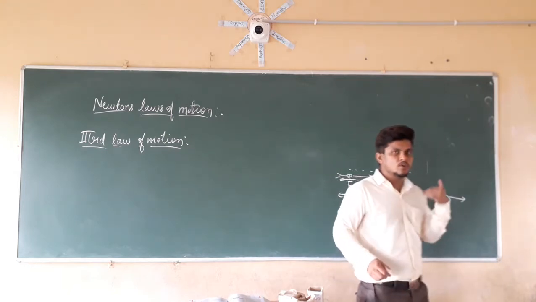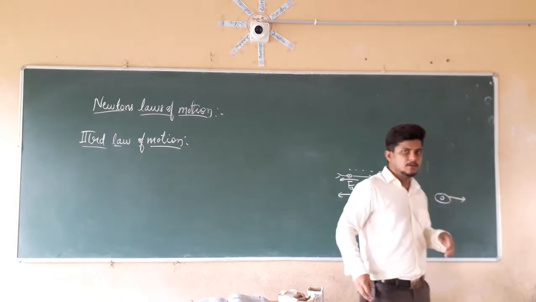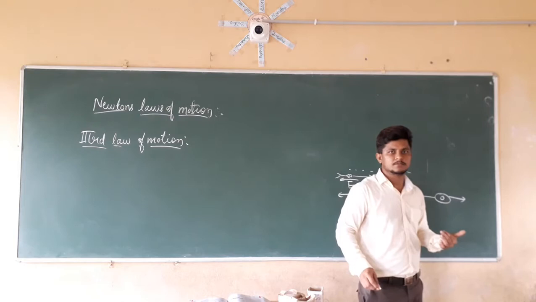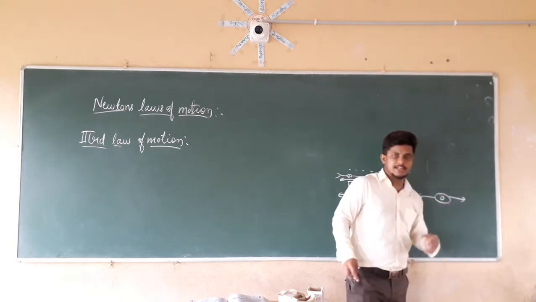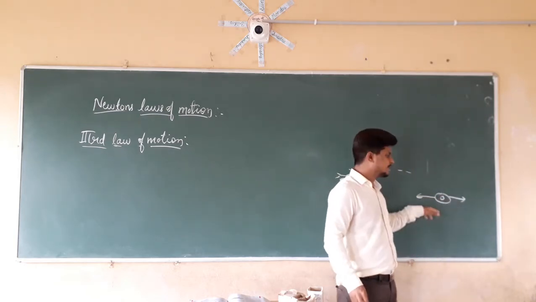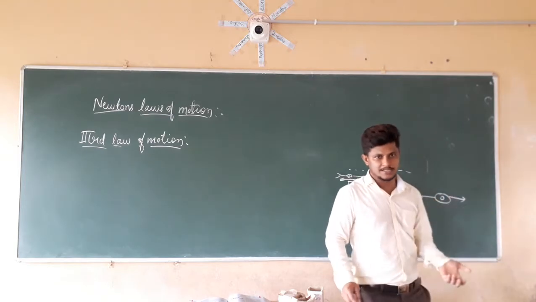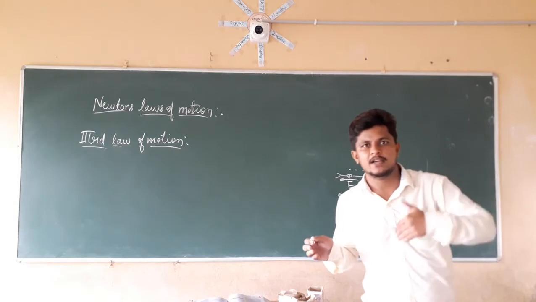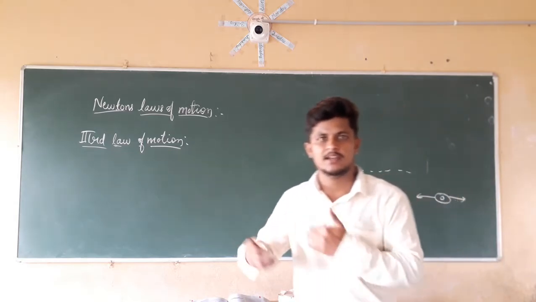Now in which direction are we going to fall when you jump on the tube? We are going to fall in this direction when you jump on that tube. So both the forces are in opposite directions. This force is also in the opposite direction.